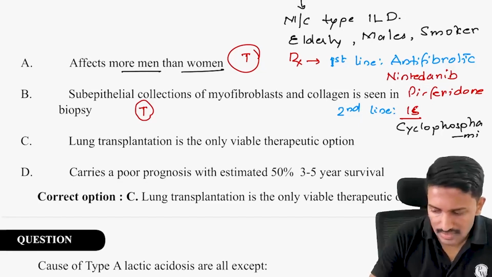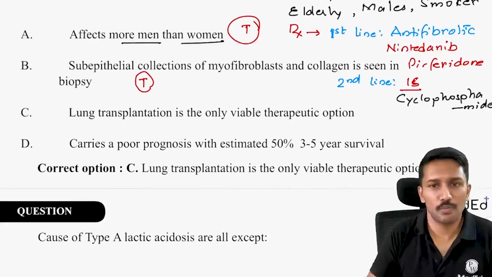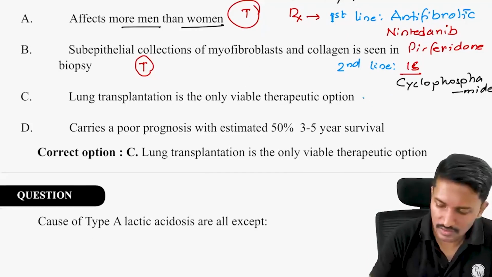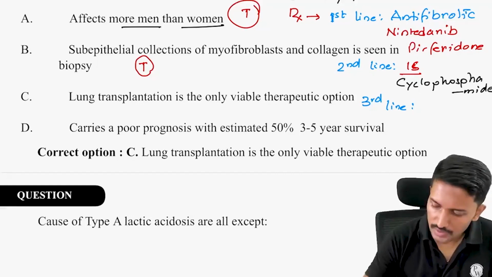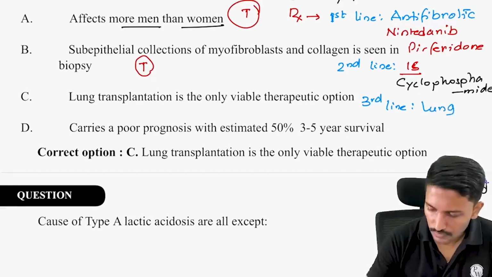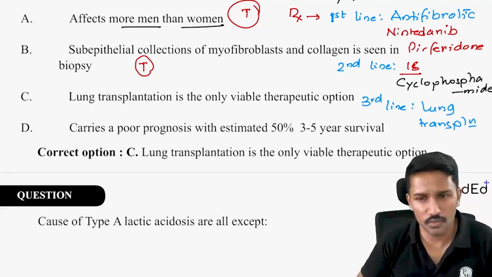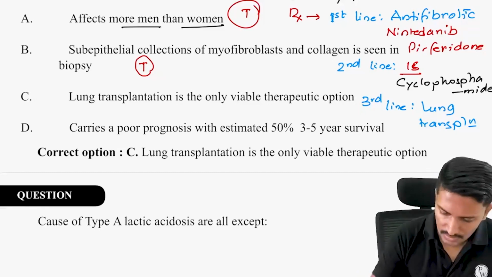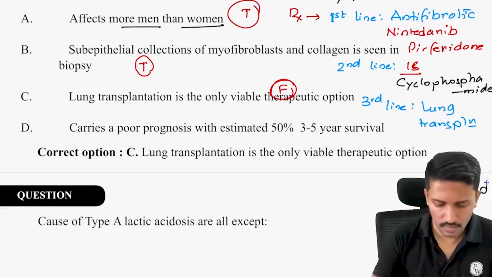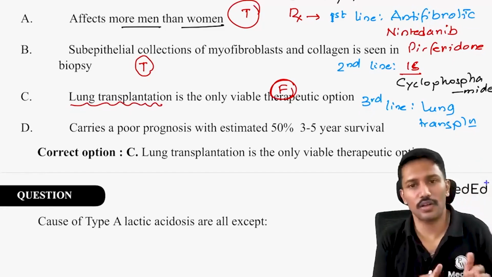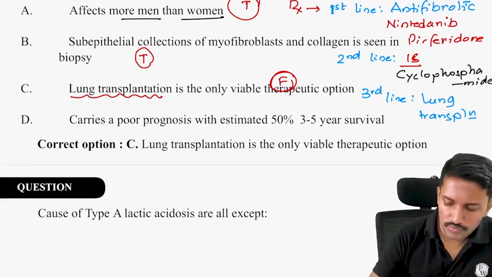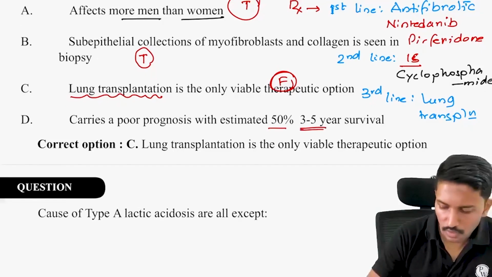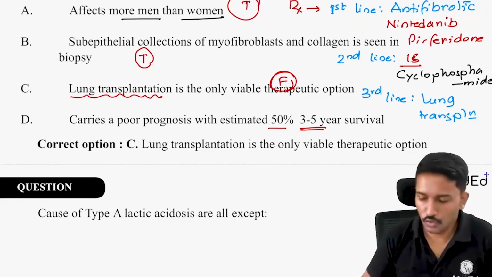Okay. If the disease relentlessly progresses despite the use of immunosuppressants, then as a third line measure, I would think of lung transplantation. Now, if I make a statement saying that lung transplantation is the only viable option, do you think it is true? Obviously no, right? So option C is a false statement. Lung transplantation is a last resort and not the only option available to us. Okay. Last point, carries a poor prognosis with an estimated 50% survival of 3 to 5 years. Well, this is also a true statement.